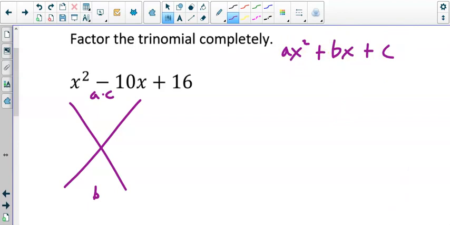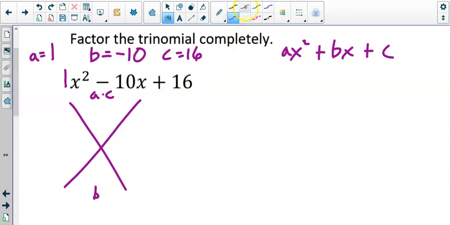So if we look up here, who is A? It's 1. It's the number in front of it. Who's your B? Not just 10, but a negative 10. You include the signs. Who is your C? 16. Now that you know your A, B, and C, we can jump into the X games.